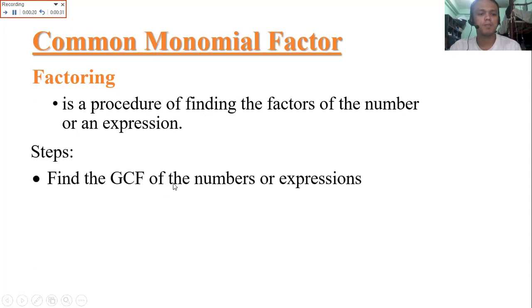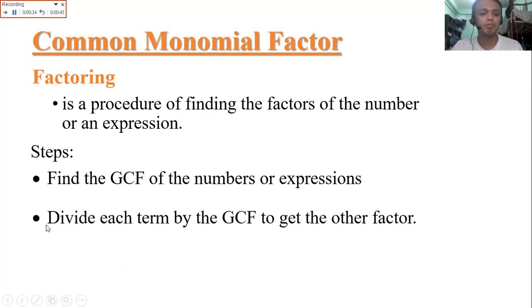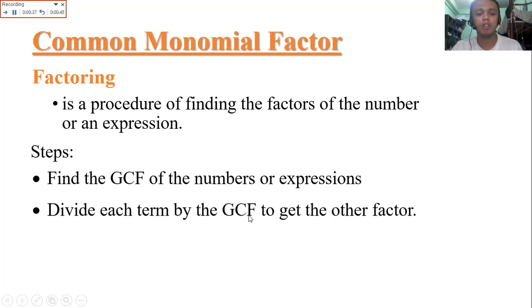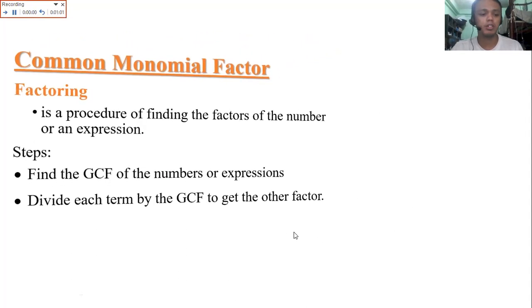Okay? Steps: find the GCF of the numbers or expressions. So if you still remember about GCF, i-apply natin dito. Yung GCF sa common monomial factor. Pag sinabi yung GCF, greatest common factor. Divide each term by the GCF to get the other factor. So after mo makuha yung GCF ng kada terms in an expression, i-divide mo siya doon sa original, to get the other factor.